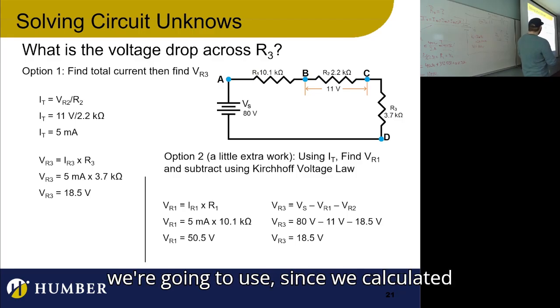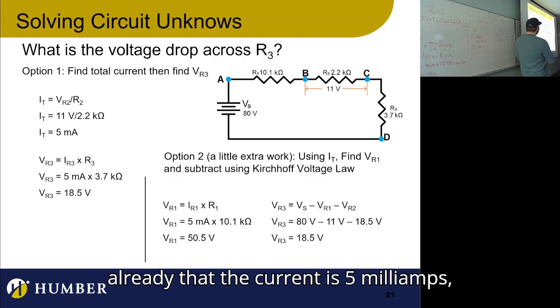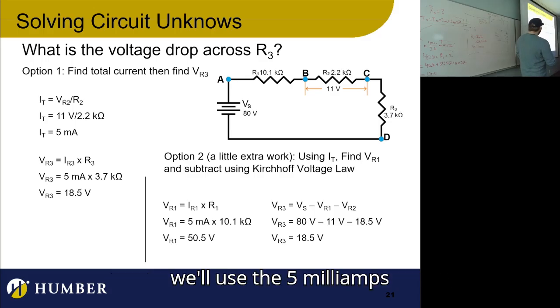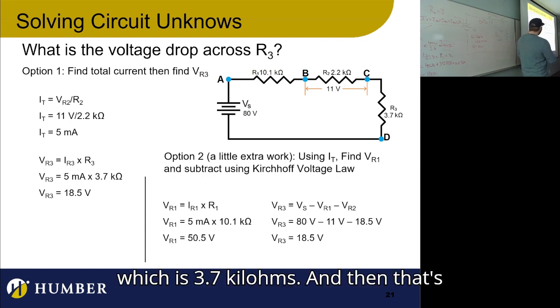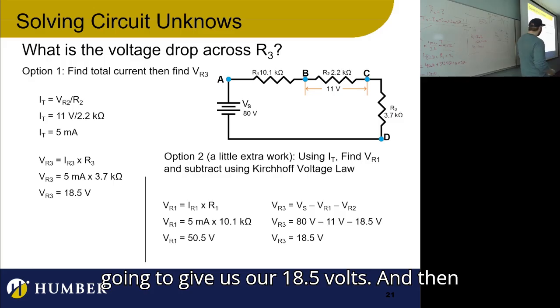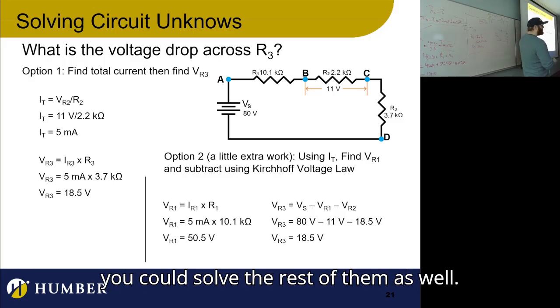Since we calculated already that the current is 5 milliamps, we'll use the 5 milliamps times the resistance of R3, which is 3.7 kilo ohms, and that's going to give us our 18.5 volts. And then you could solve the rest of them as well.